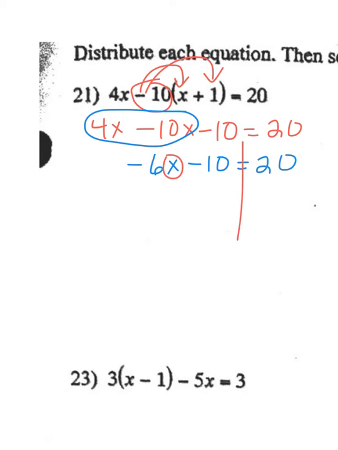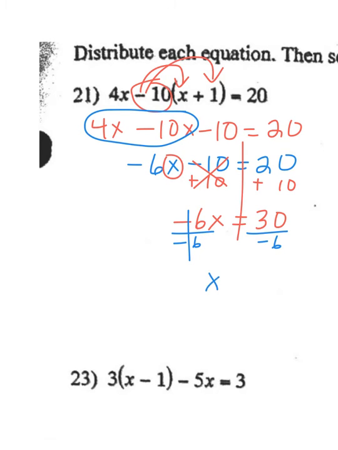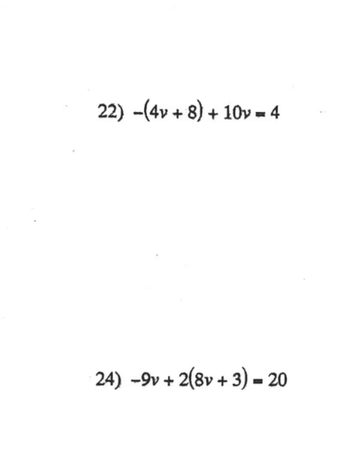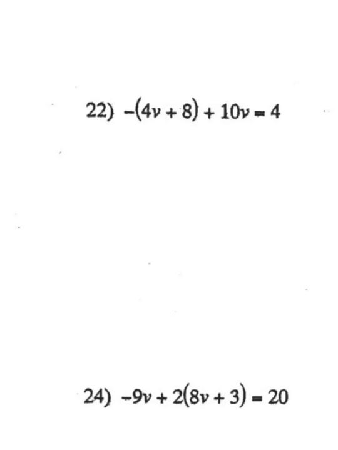Equal sign, variable. Plus 10, both sides. This turns into negative 6x equals 30. Divide by negative 6, divide by negative 6, x equals negative 5. All right, that's it. I'm going fast. I'm sorry about that, but I'm trying to save some time here. Okay, that's a negative 1 right there.